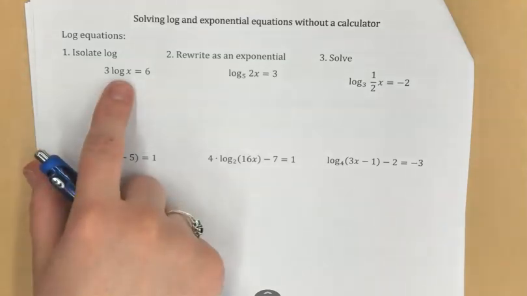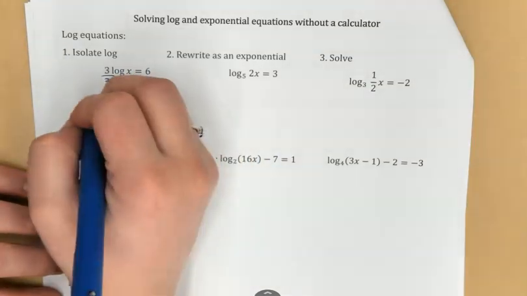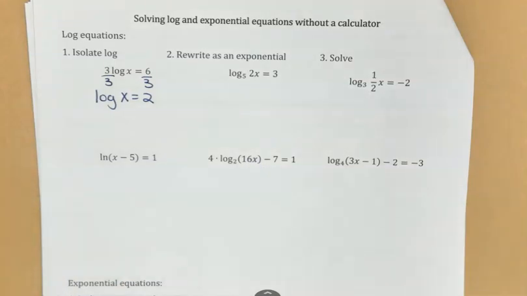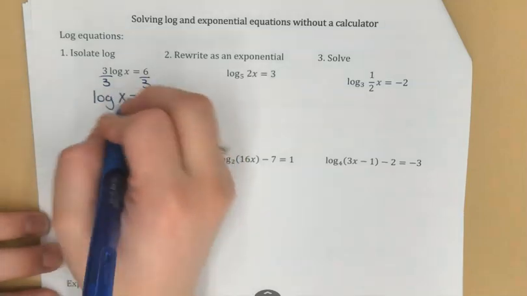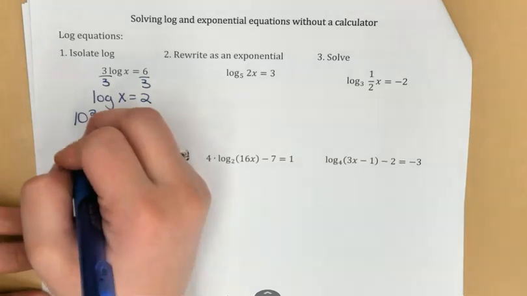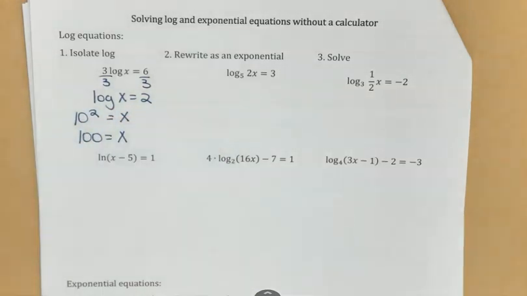So on this first one, I need to get log of x by itself, so I'm going to divide both sides by 3. So this means that the log of x is equal to 2. My log's now by itself, so I can write it as an exponential. So the base of this is 10 when I have nothing there, so 10 squared is equal to x. Well, 10 squared is 100, so there is my x value, and I'm all done.